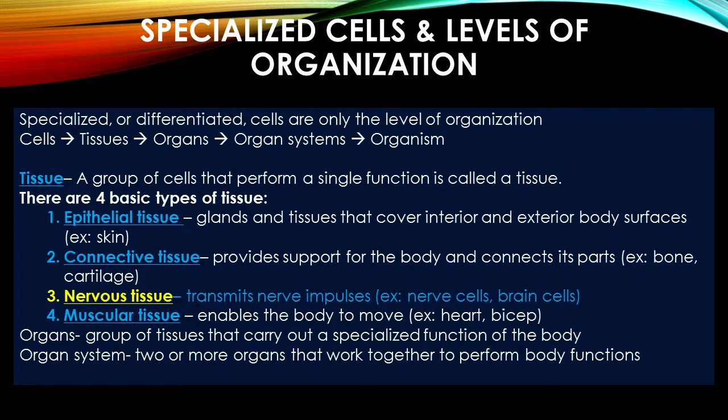Second, we have connective tissue. This is the type of tissue that provides support for the body and helps to connect different parts together, like bones and cartilage. Third, we have nervous tissue. This kind of tissue transmits or sends nerve signals. Fourth, we have muscular tissue. This is what we use to move.